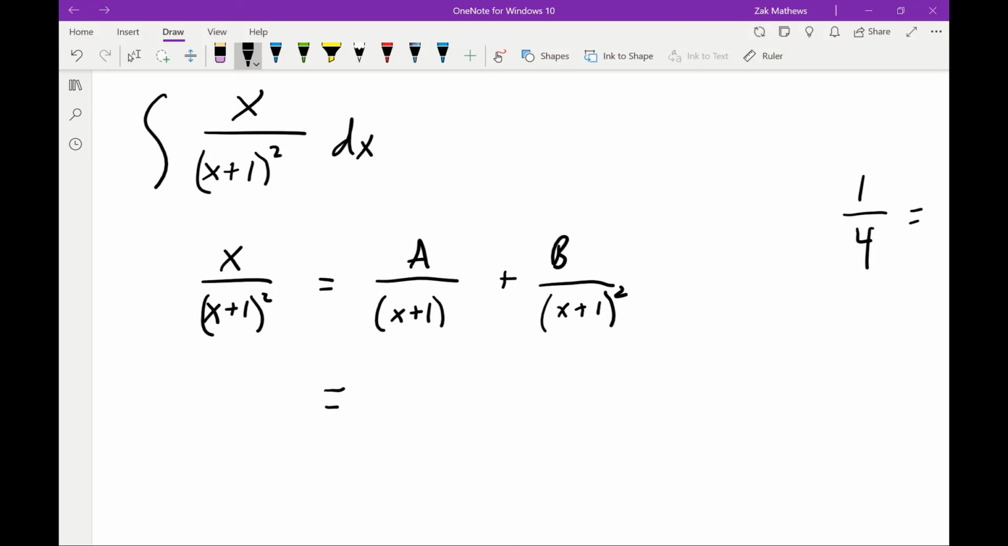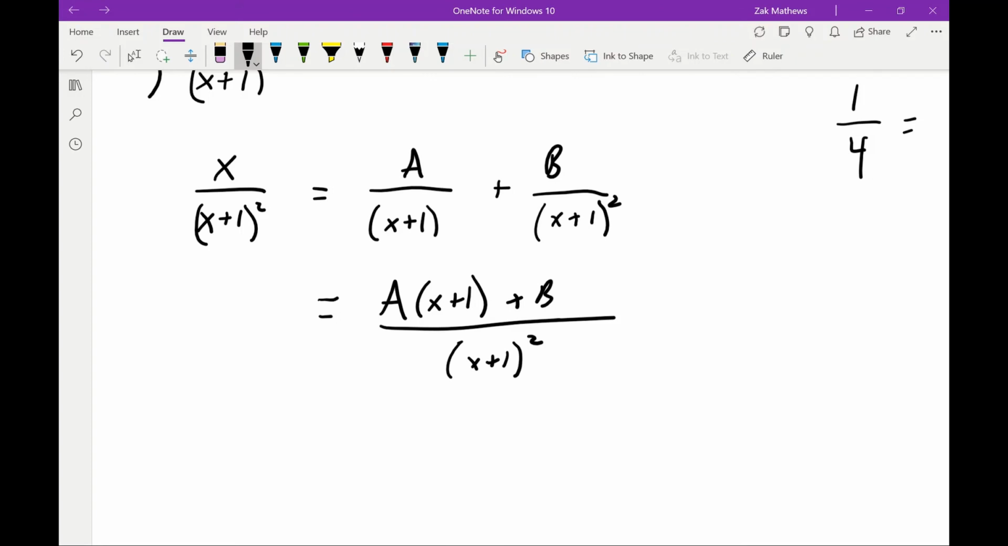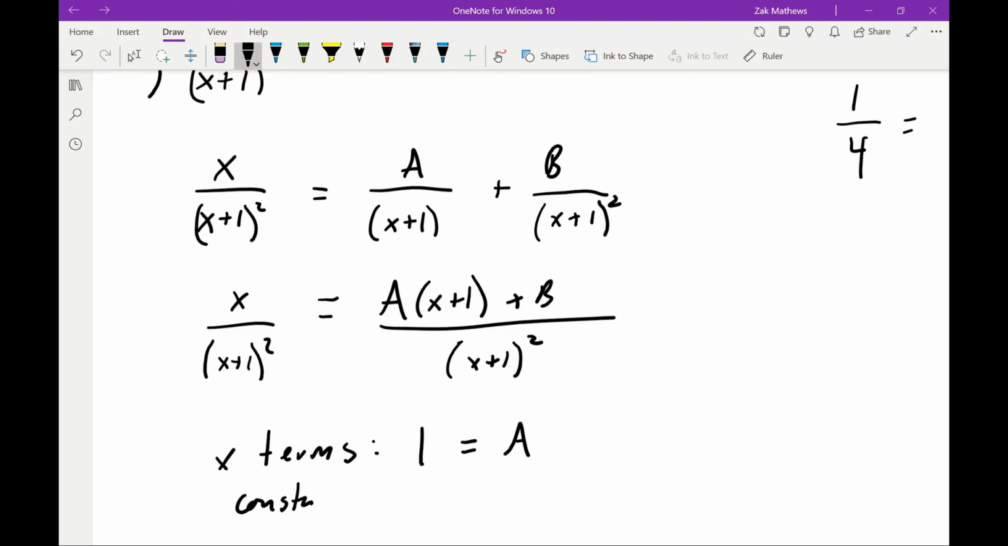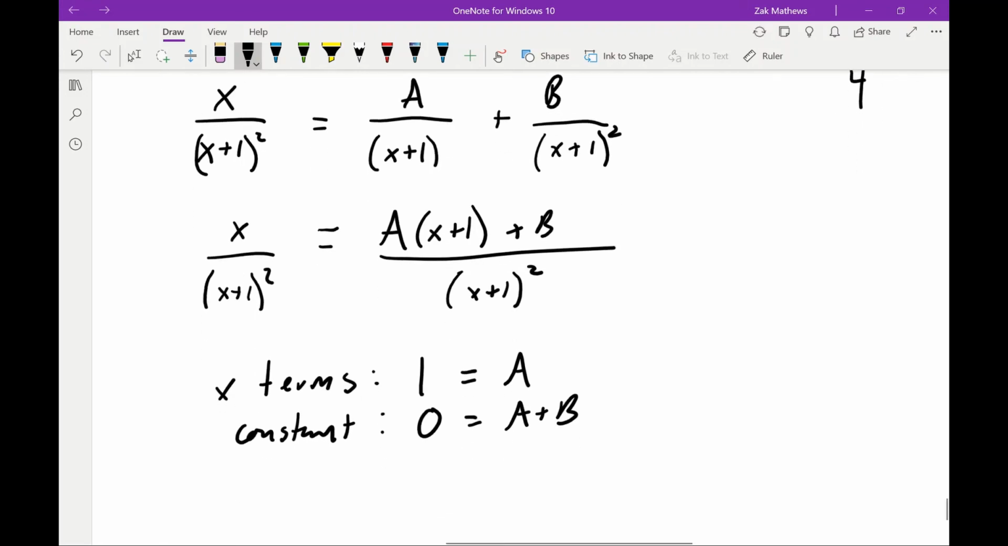So the a is missing in x plus 1. The b is missing nothing. It already had the common denominator. And so if we compare that to the left-hand side, our x terms, on the left-hand side we had a 1x, and on the right-hand side we had an ax. Our constant, we had a 0 on the left-hand side, and we had an a plus b on the right-hand side. Well, if a is positive 1, that means b has to be negative 1.